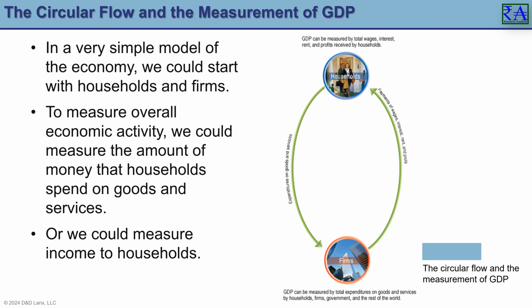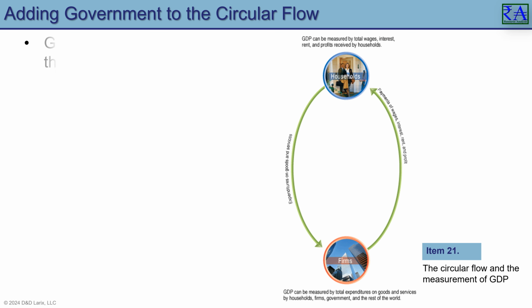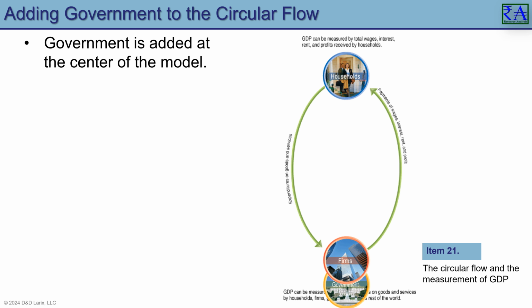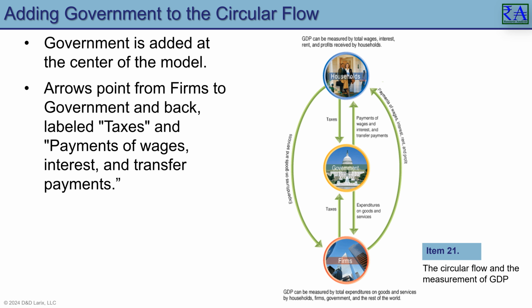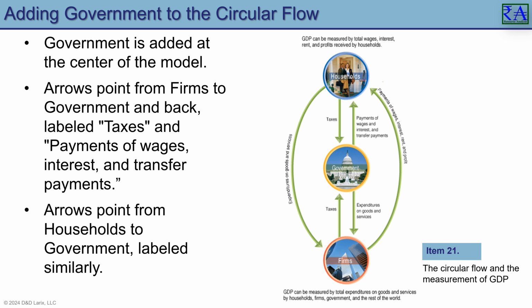In this expanded circular flow model, we introduce the government as a key player in the economy. The government interacts with both households and firms, adding a complexity to the flow of economic activity. Households and firms pay taxes to the government, depicted by the arrows pointing toward the government. In return, the government makes payments back to these sectors in the form of wages, interest, and transfer payments. These interactions show how the government collects revenue and redistributes it within the economy.